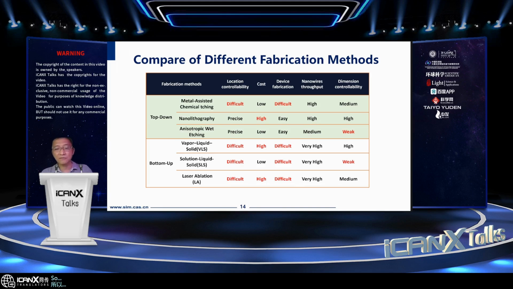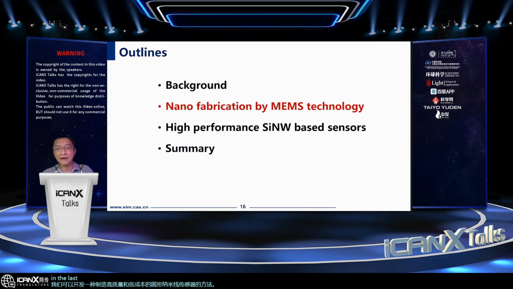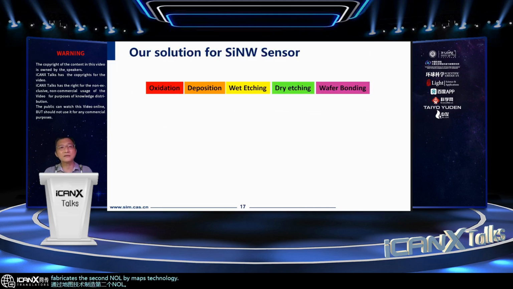So for me, it's maybe a question. May we develop a method which can fabricate silicon nanowire sensor with high quality as well as a low cost? So in the last decade, we have fabricated the silicon nanowire by MEMS technology. Here you see some traditional MEMS process. It includes the oxidation, deposition, wet etching, dry etching, wet bonding.